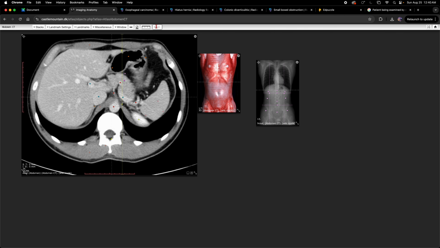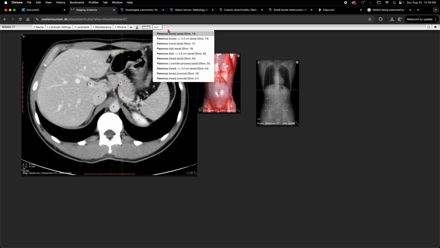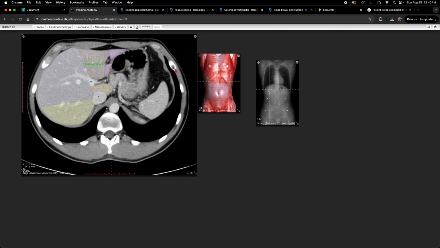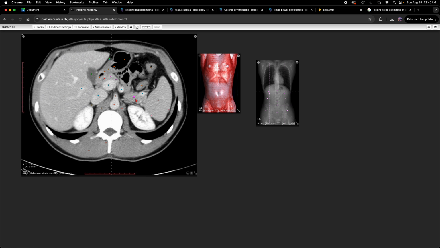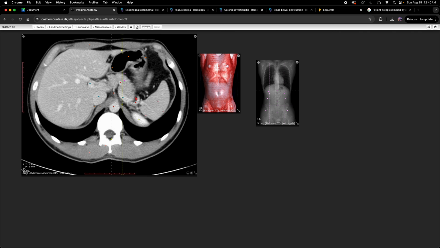So we can search in here, PANCR, pancreas body. We can see it, and we can see it right there. It's a pancreatic body right there, right? And if we look for the pancreatic tail, it's kind of tricky, but right there, that's a pancreatic tail.